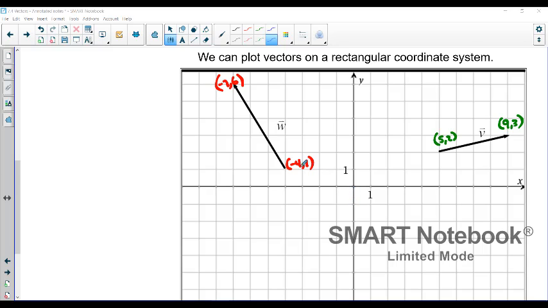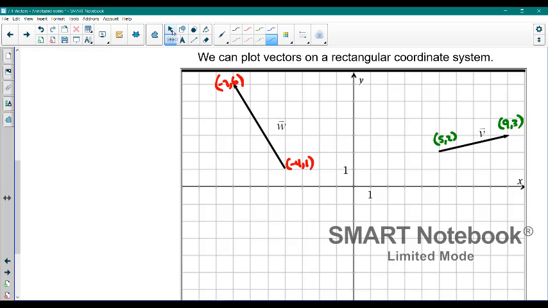Now we look at vectors in a coordinate system. So I've brought vector v and vector w over, and I've just put them on a regular xy plane. I've also noted their initial points and their terminal points, as you see there. It can be helpful for us to have our vectors with the initial point at the origin. So that would be in standard position.